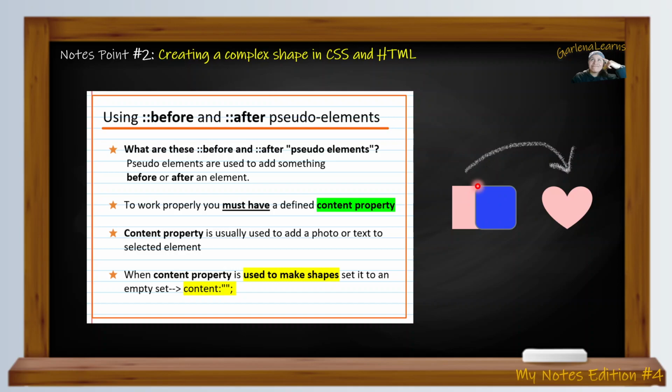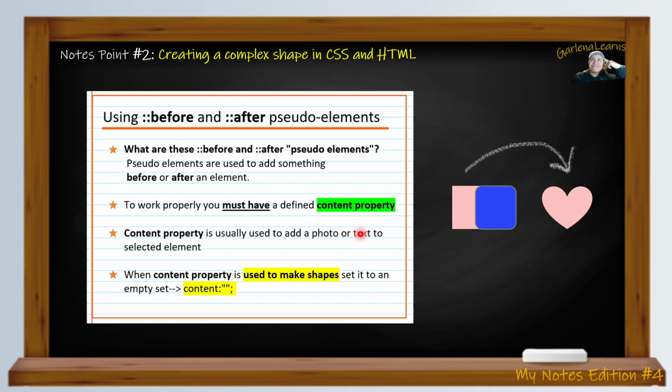So when you start this, you're going to start right here. There's two objects here, the pink and the blue. And this is the before, and then after you'll turn it into a heart. And I'll show what it means by content property in the code.